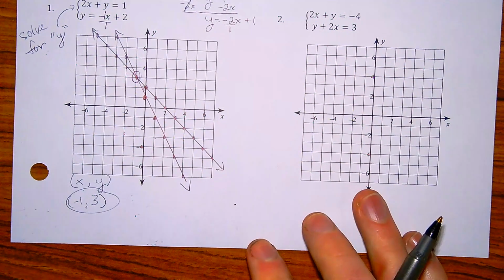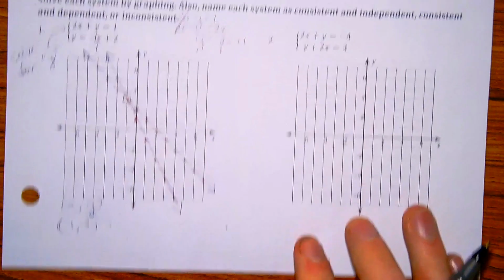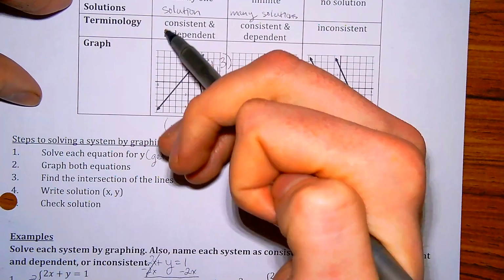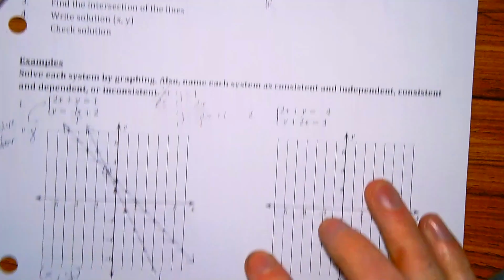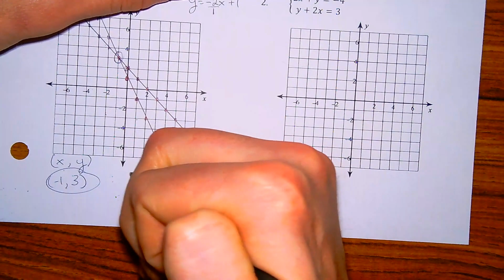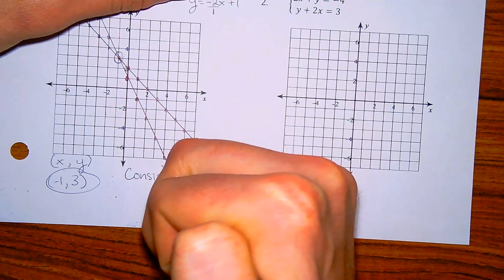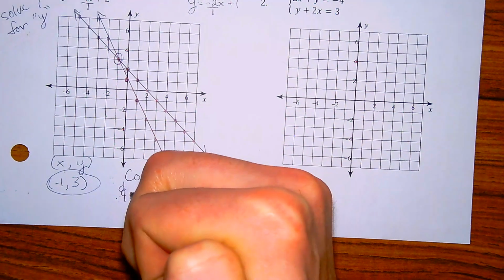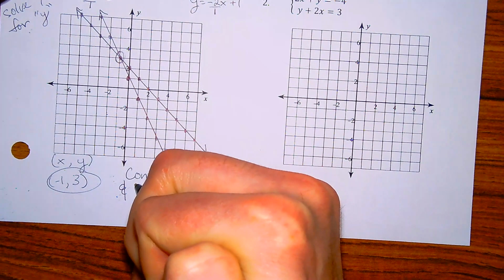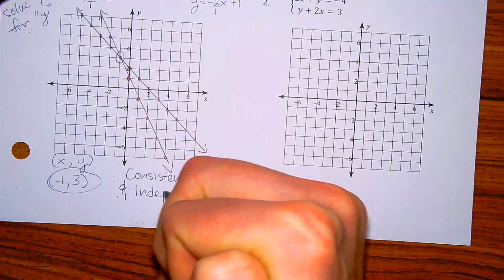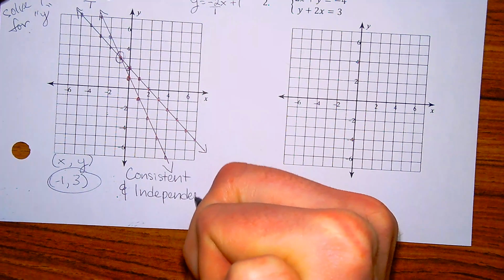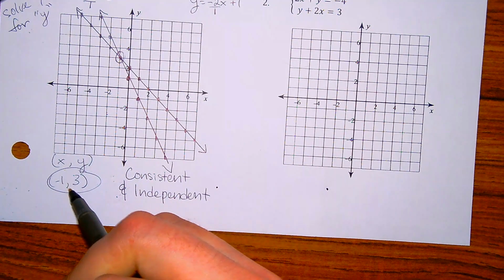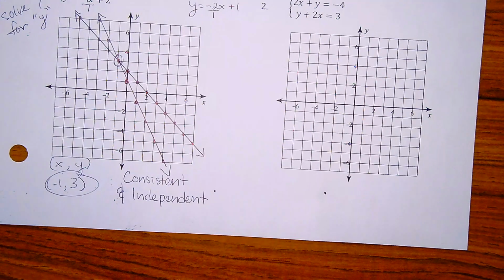Now, that's not all that we have to do on this problem. We also have to include the terminology: consistent and independent. I'll write down consistent and independent. That would also be part of my answer. This is one part, this is another. Hopefully that makes sense.